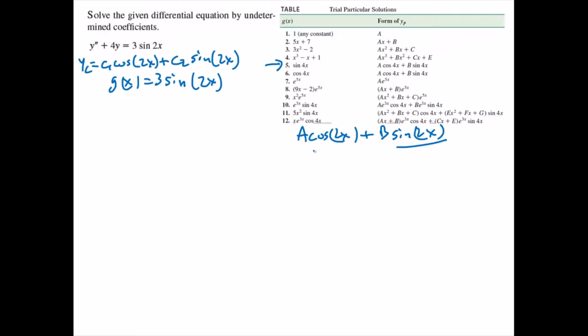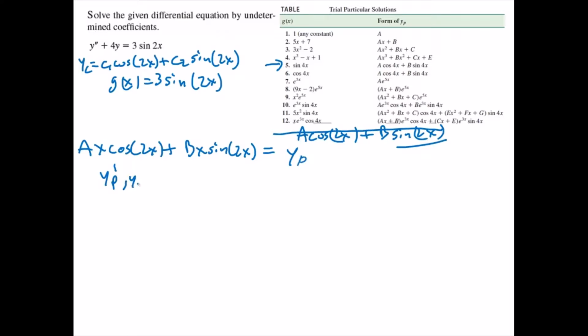So if that's the case, then we're going to add an x. So we're not going to use this possible function, and we're going to use ax times the cosine of 2x plus bx times the sine of 2x. So that's going to be our particular solution that we can check, but we need to know what these constants a and b are. So we're going to have to substitute into the differential equation. We know what y sub p is, but then we'll have to find y sub p prime and y sub p double prime. So first we'll find y sub p prime.